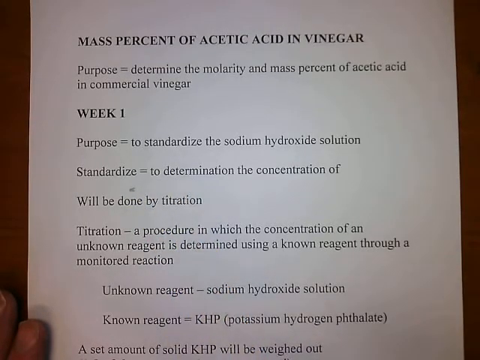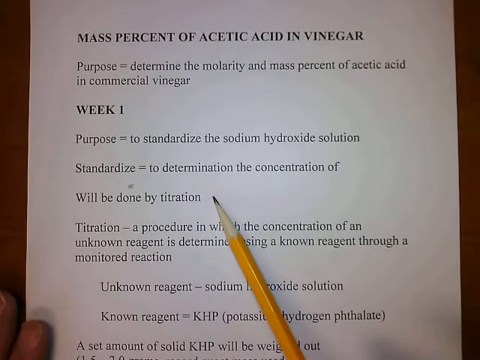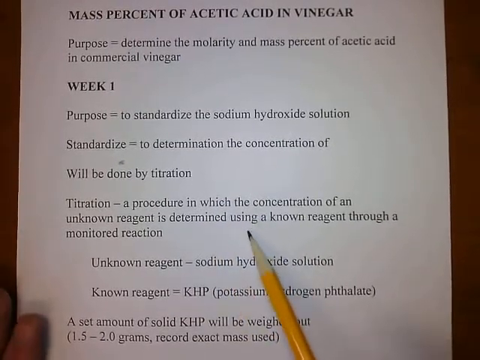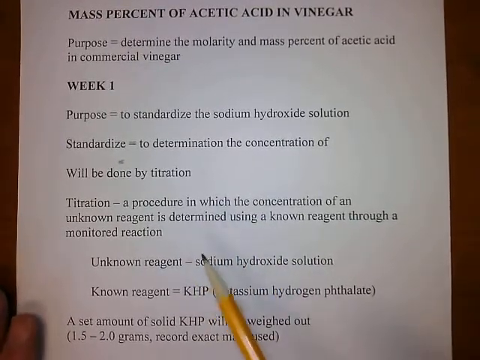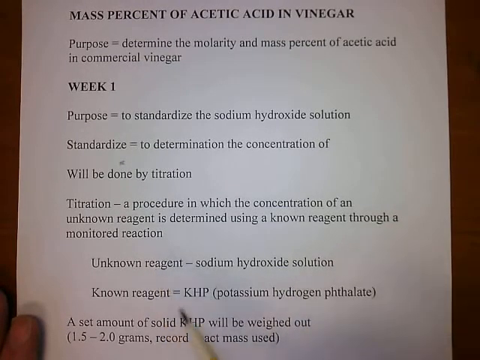So we're going to determine the concentration of the sodium hydroxide solution. And this is going to be done by titration. So titration is a procedure in which the concentration of an unknown reagent is determined using a known reagent through a monitored reaction. So in this case, our unknown reagent is the sodium hydroxide solution. We don't know the exact concentration of the sodium hydroxide. That's what we're trying to figure out.